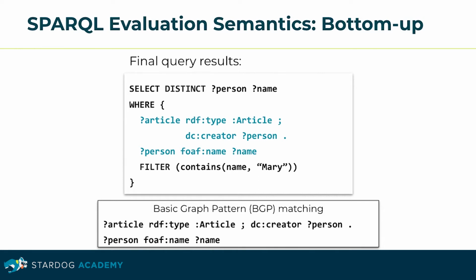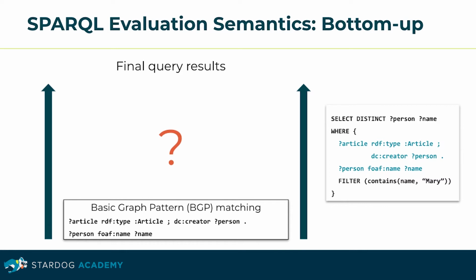Stardog matches every triple pattern individually and uses join to combine the results. But other systems could have other algorithms like graph traversal. In general, it doesn't really matter. Some join algorithms will work very similar to graph traversals. They'll have similar performance and scalability characteristics. So let's take a look at this query going bottom up and looking at the basic graph patterns.